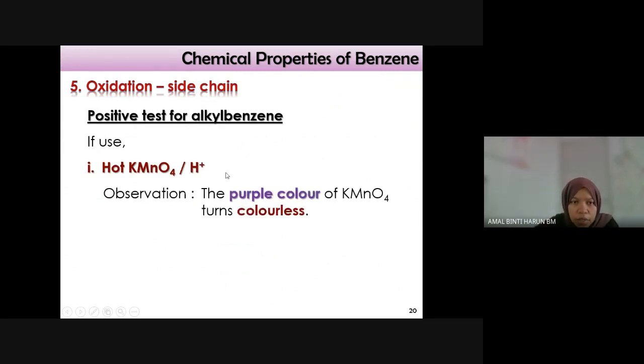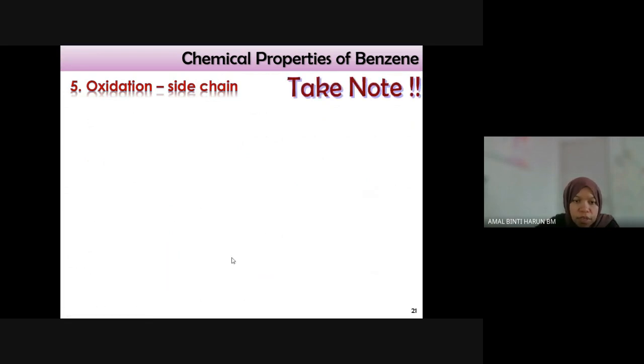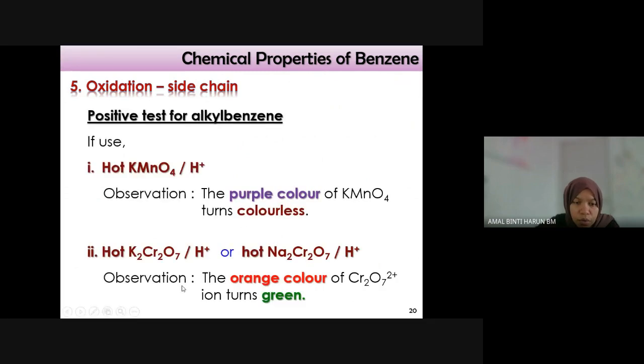Okay, kita boleh kenal pasti kehadiran alkyl benzene. Kita gunakan hot KMnO4 ataupun hot potassium dichromate. Ini you tahu kan, KMnO4 warna purple, potassium dichromate warna orange. So kalau positif, purple jadi colourless. Kalau potassium dichromate, orange jadi green.